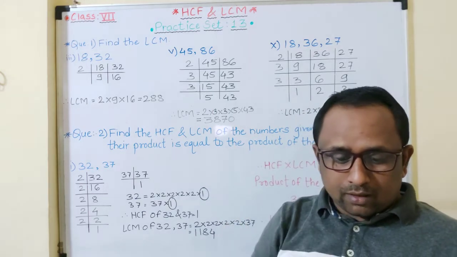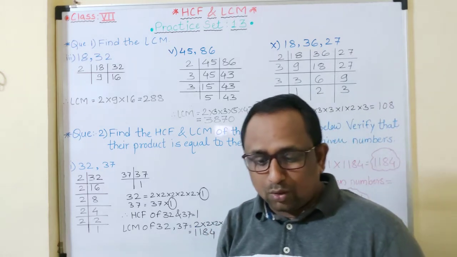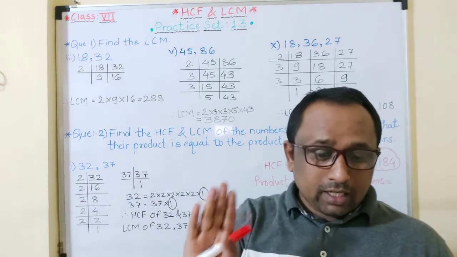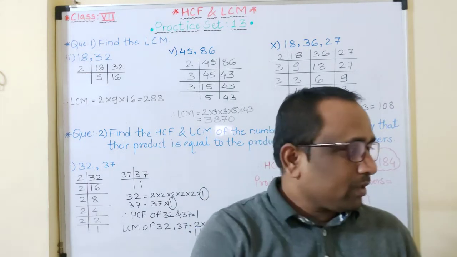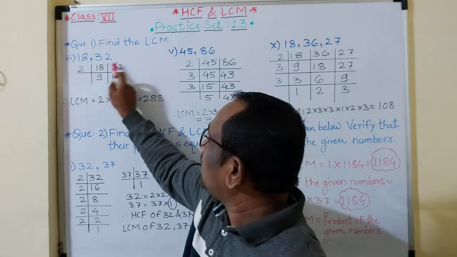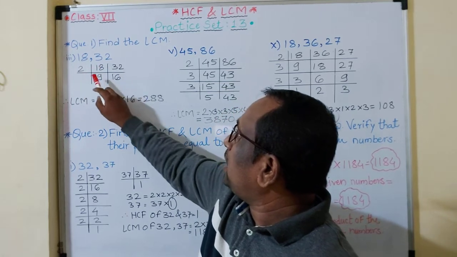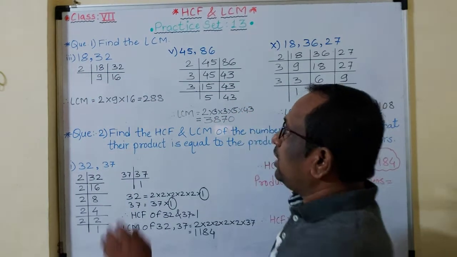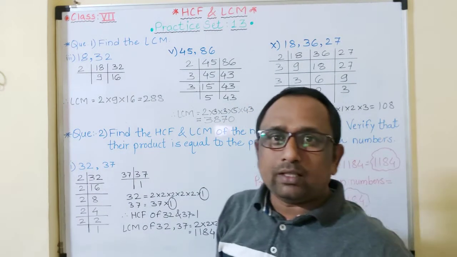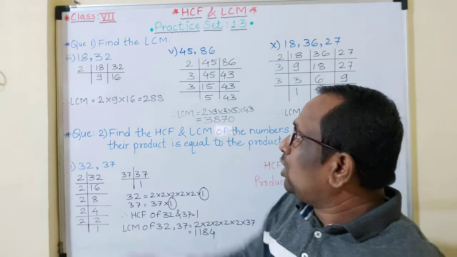Then the next rule is: stop when the only common divisor you get is 1. When you get the common divisor 1, up to there you have to divide. So these kinds of rules are there. Now just look here: 18 and 32, 2 nines are 18 and 2 sixteens are 32. Now 9 and 16: 9 is divisible by 3 and 16 is not. So we'll stop here.